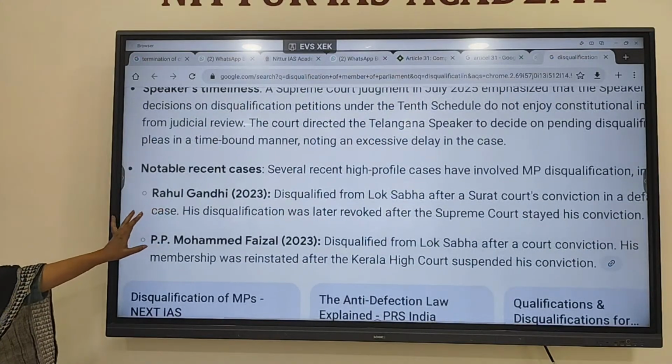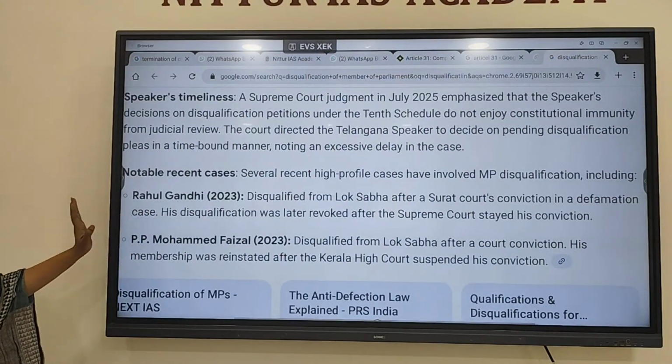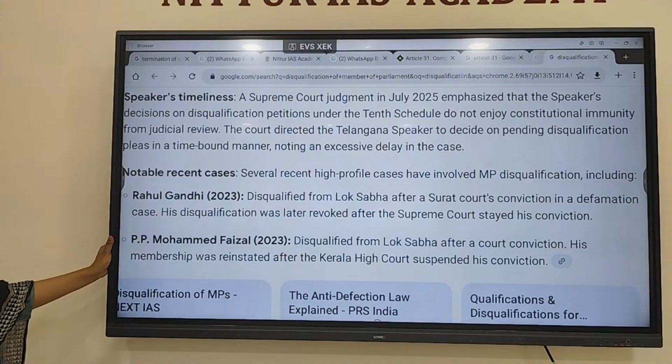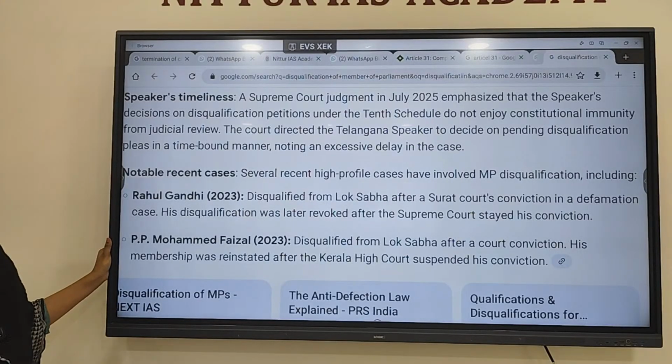See, recent disqualification. That is disqualified from Lok Sabha. Who? Rahul Gandhi was disqualified from Lok Sabha after a Surat court's conviction in a defamation case. His disqualification was later revoked after the Supreme Court stayed his conviction. Rahul Gandhi defamed the Modi community, not PM Modi, but the Modi community.